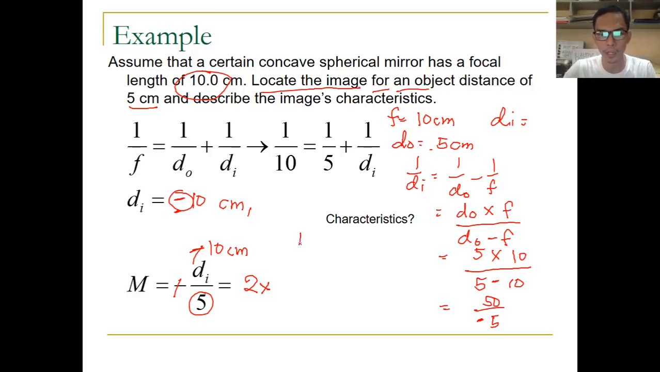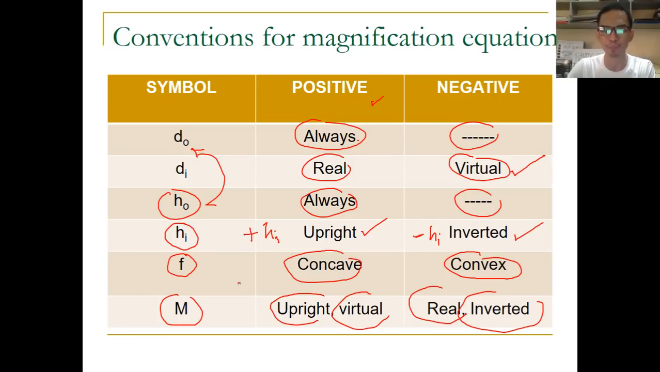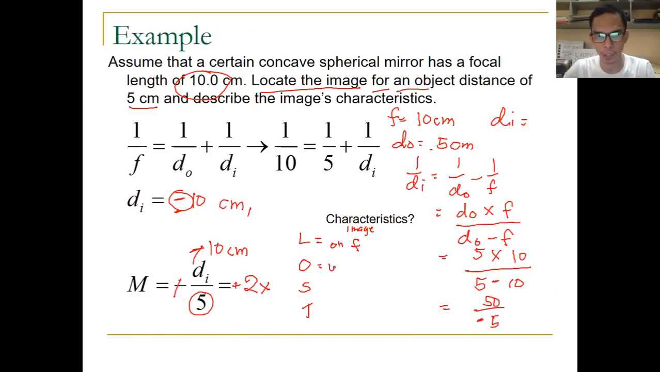Now, what is the location of the image? The distance of the image is 10. Meaning to say, if the focal length is 10 and the distance of the image is 10, the image is located at F. Next one. What is the orientation of the image? Is it inverted or upright? According to the convention, the magnification is positive, therefore that is upright.